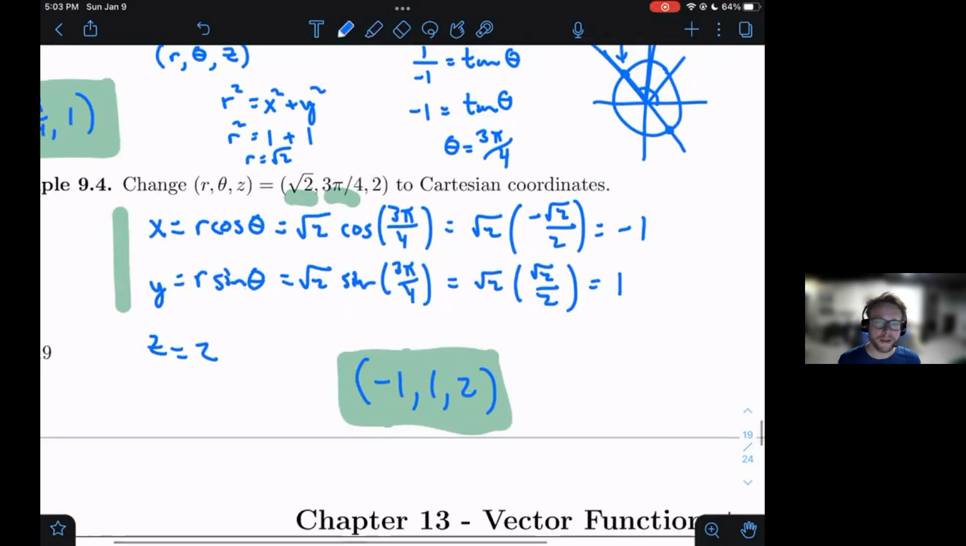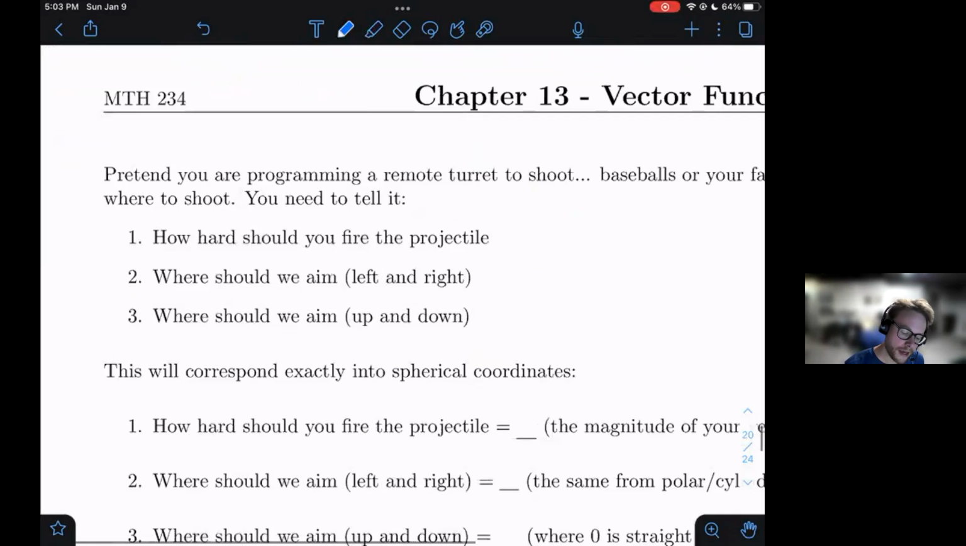Okay, so that right there is an introduction very quickly into cylindrical coordinates. Of course, we will be dealing with this substantially more in class. And as we transition into chapter 15, we will eventually be integrating in cylindrical coordinates.